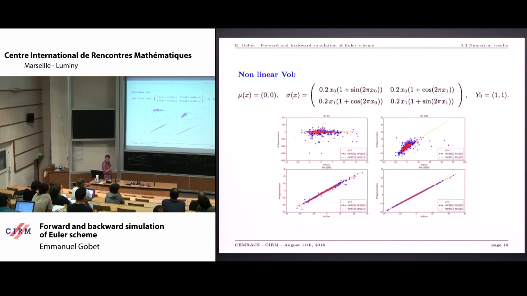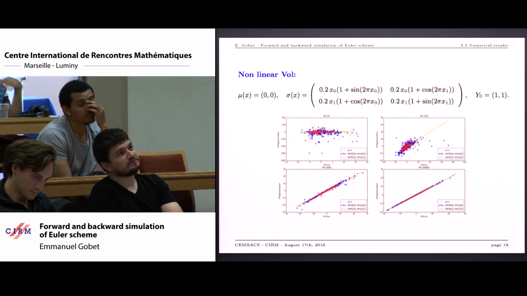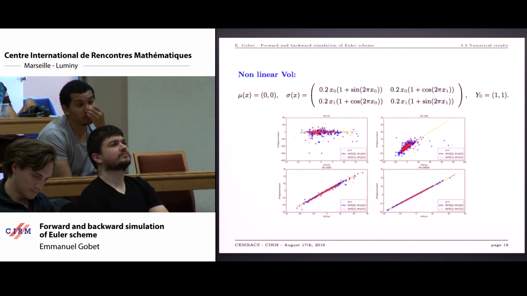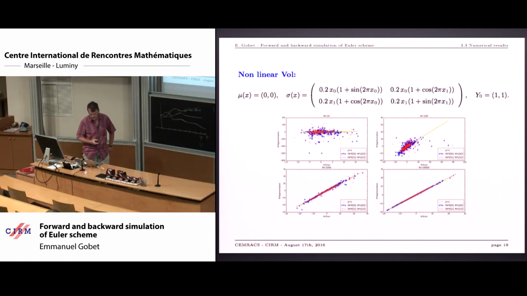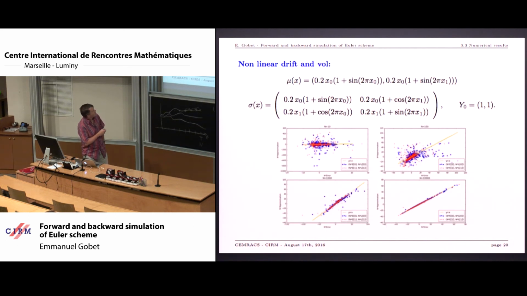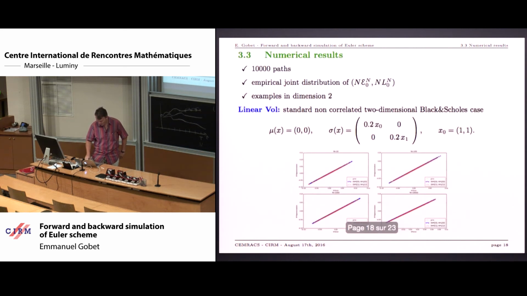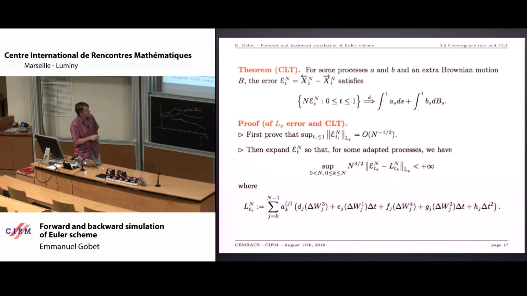Of course, we should observe the asymptotic behavior of this error. You see that when you increase n, the error between the forward and the backward behaves really like predicted in the theorem. This is the same in dimension 2 with a nonlinear drift coefficient. We observe the same phenomenon: the error behaves really like the main term we mentioned before, that is this Ln term, which is explicit and adapted.